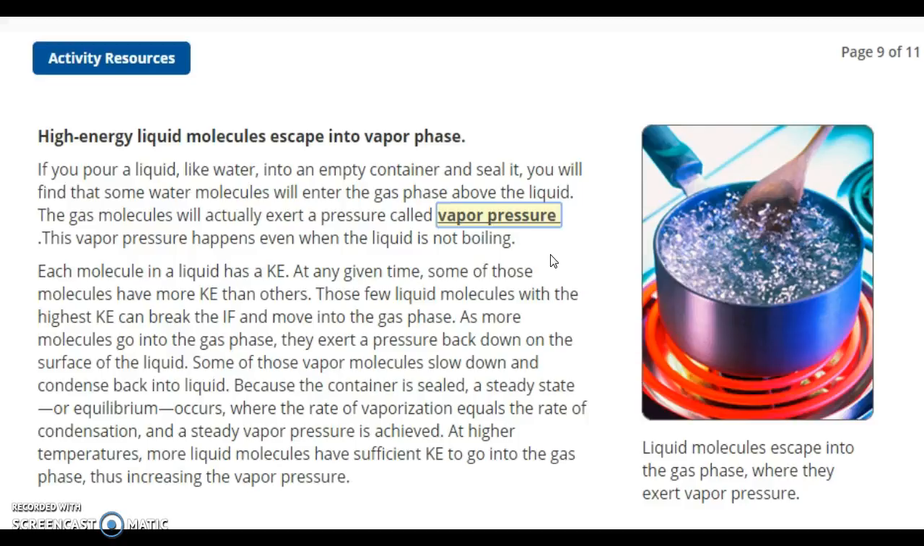As more molecules go into the gas phase, they exert a pressure back down on the surface of the liquid. Some of those vapor molecules slow down. And when they slow down, what happens? They condense back into liquid because they have less kinetic energy.